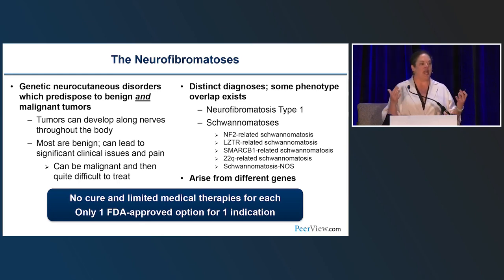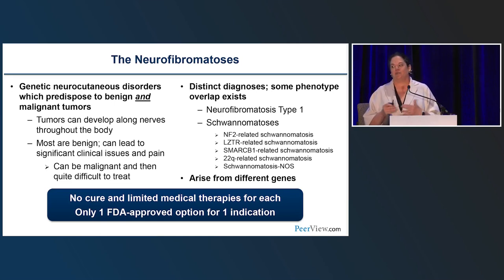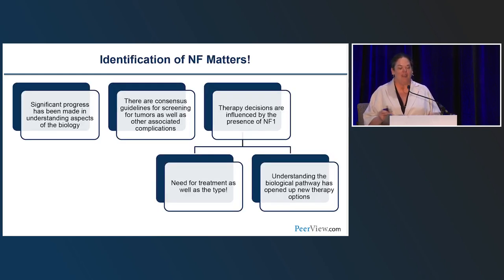All of these are genetic tumor predisposition syndromes that put patients at risk for the development of both benign and malignant tumors. And as we all know, there's no cure and there are very limited therapies for NF. My poor fellows hear this all the time, but I do think it's incredibly important, especially for us as hematologists, oncologists, that we be able to identify NF. There are several reasons for that. There's been very significant progress over the last several years in understanding the biology of NF, which has opened up some therapeutic avenues that we didn't have before.